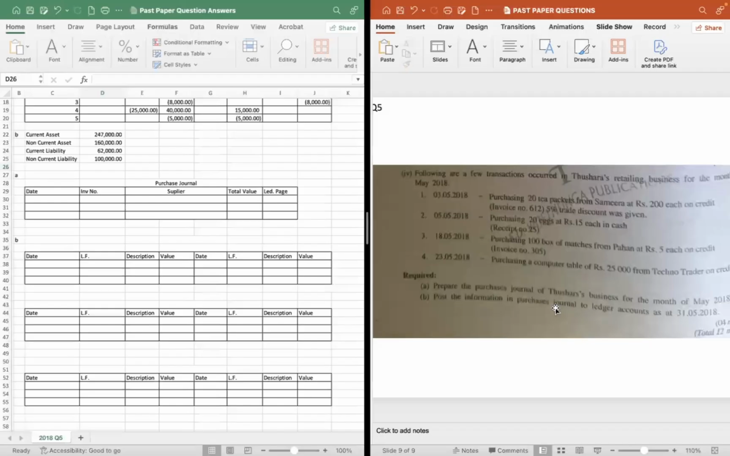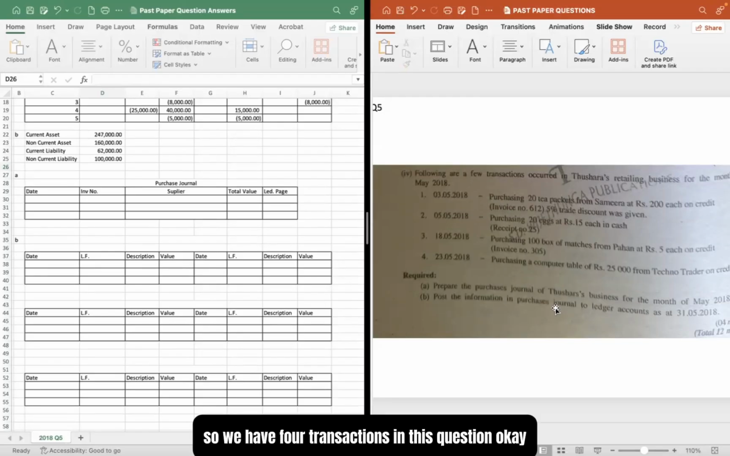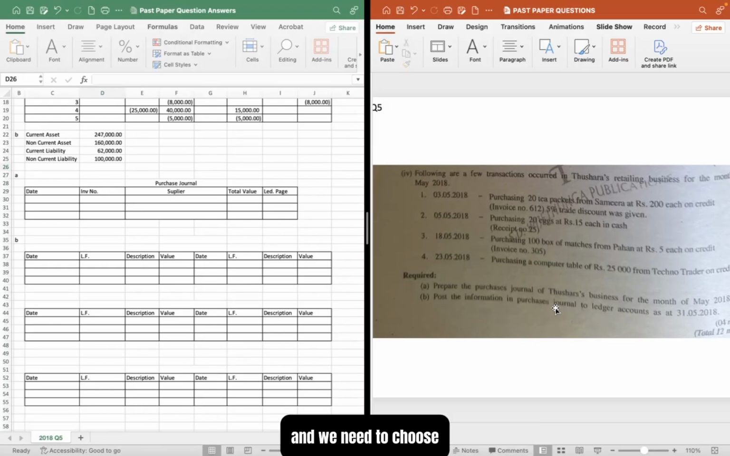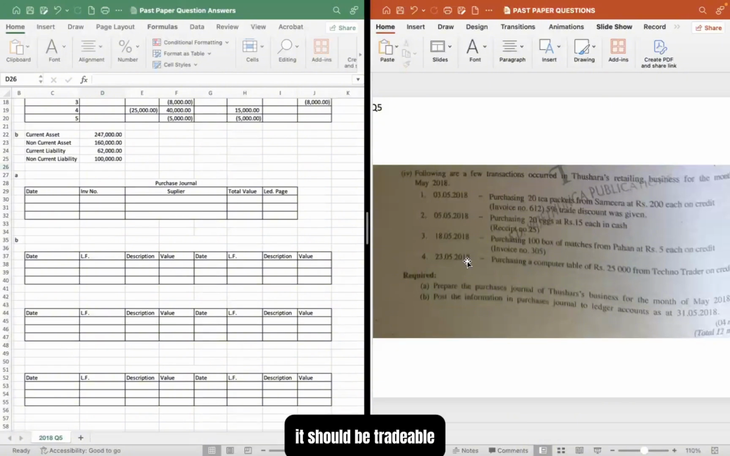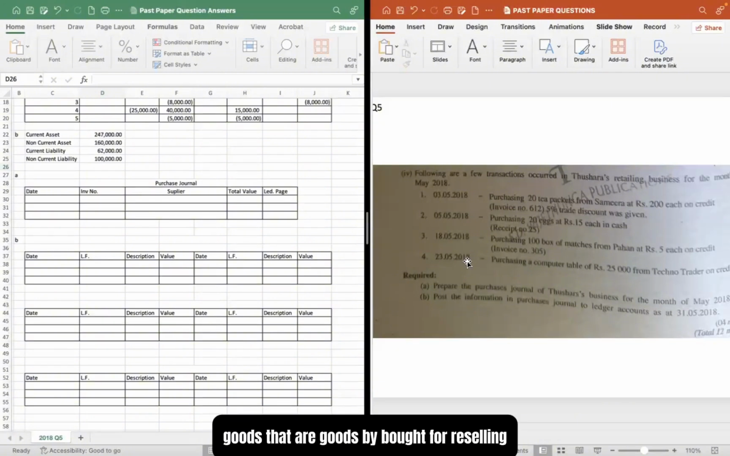Okay. So we have four transactions in this question, and we need to choose which are relevant to the purchase journal. So the tricky way is you might think all of these will be recorded in the purchase journal and incorrectly record them. Now I told you there are several conditions to be met. One thing is these transactions should be on credit basis. Next thing, it should be tradable goods, that are goods bought for reselling. They're buying and selling it.